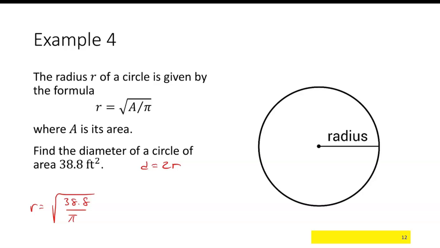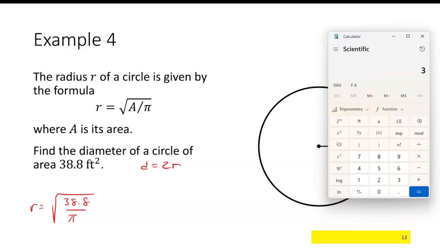So in our calculator, I'd go 38.8 divided by, here's the pi button. You can approximate it with 3.14 if you don't have a pi button. But there is 38.8 divided by pi, but I want to do the square root of that. There is the radius now. The radius to the nearest thousandth is 3.514 feet.